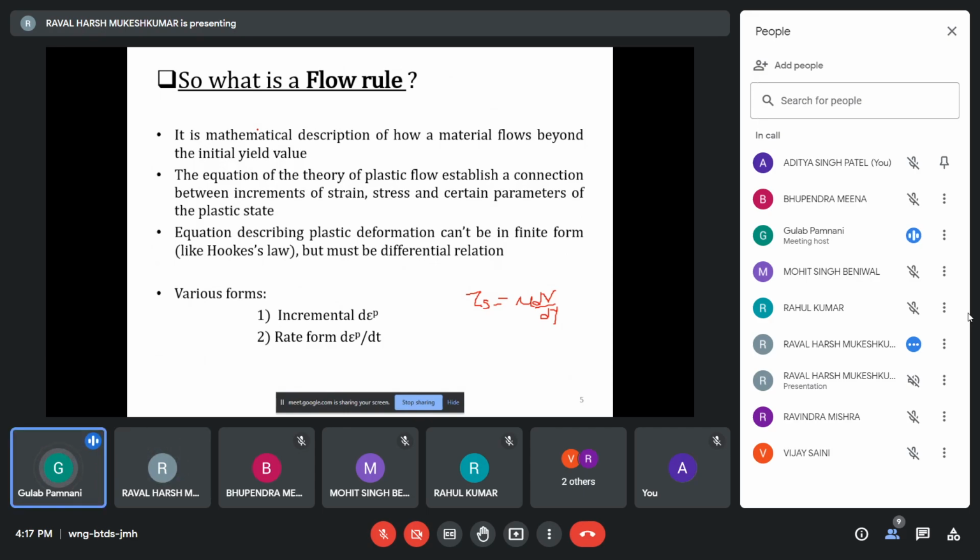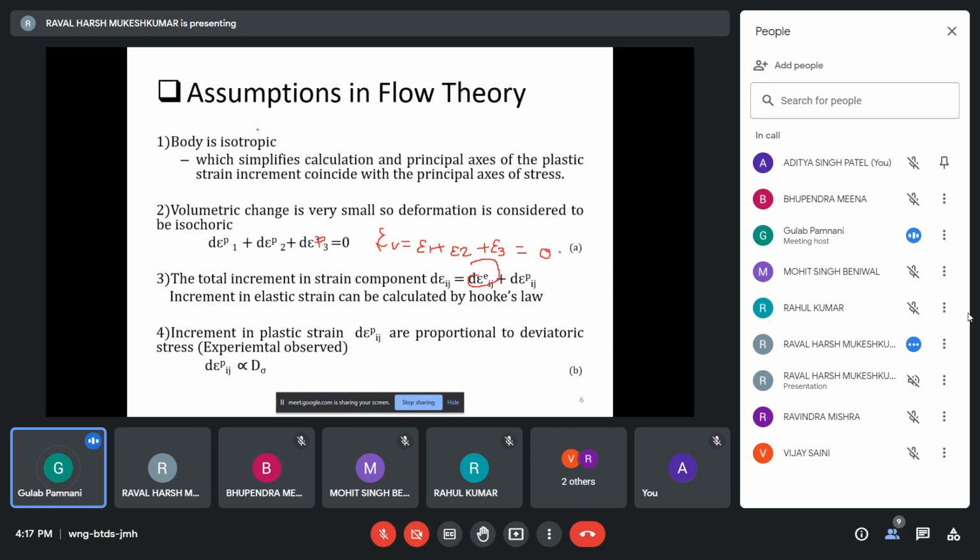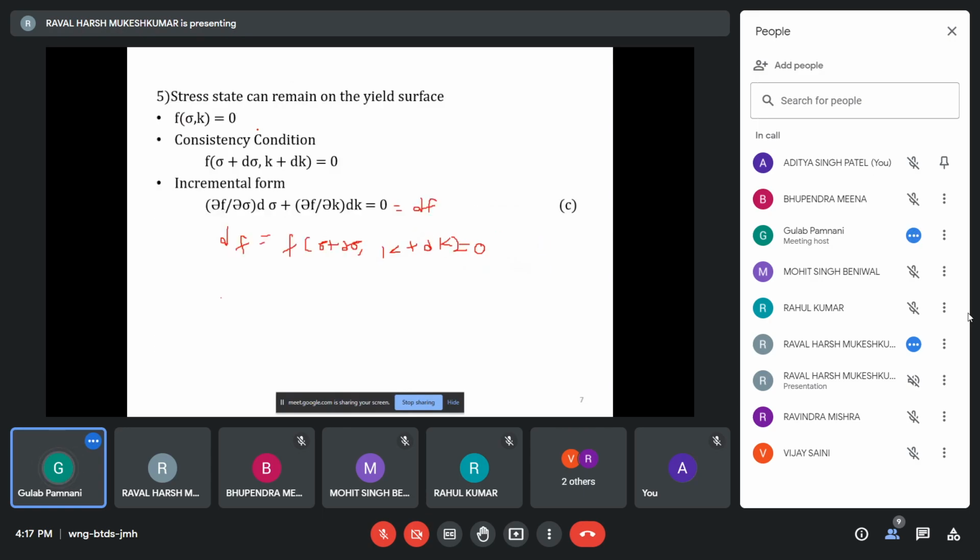Okay, go ahead. Let me see it in the next slide. Fine, isotropic assumptions, and chalo, aage badho.